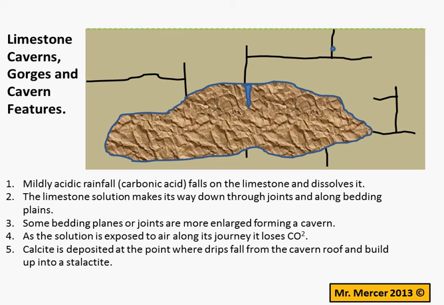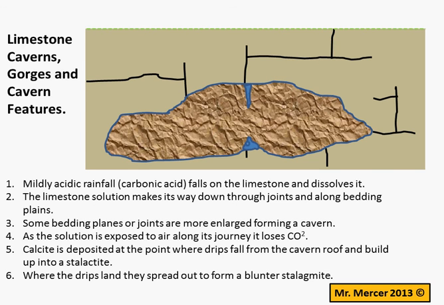Where the drips drip off of the stalactite and land on the floor, they splash and spread out to form a blunter stalagmite with a G for ground and an M for mat. Where a stalagmite and a stalactite continue to grow, they may eventually meet, and when that happens, they will form a rock pillar.